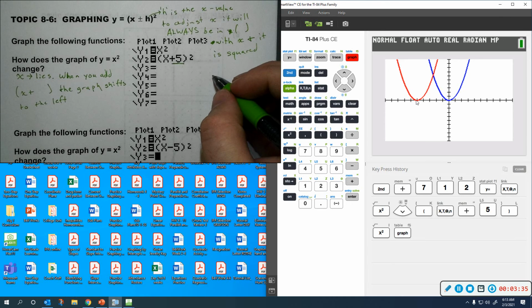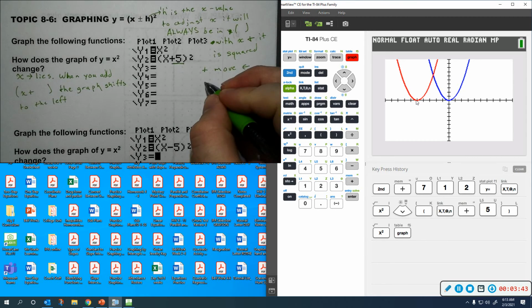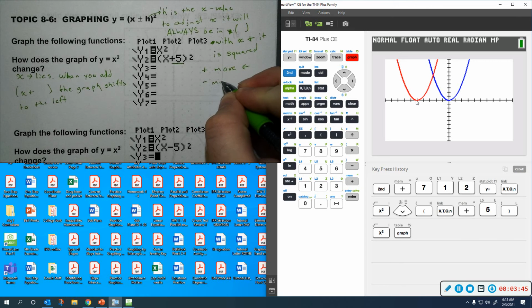Just remember, since x lies, when it says plus, you actually move to the left. When it says minus, we're going to have to move to the right.